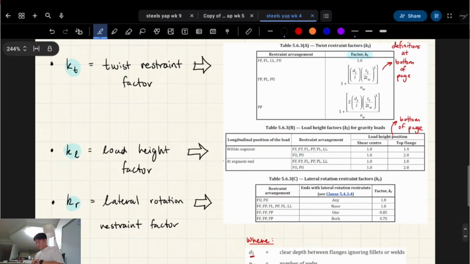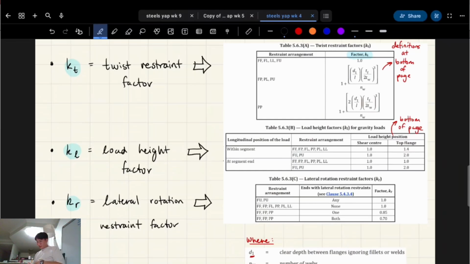Oh, but in this case, it's a top flange in our question. Yep, that's usually the assumption, unless it specifically says it's at the shear center. Because we have a UDL acting on top, right? Yeah, something on top, like squashing it down. So the load will be applied from the top flange.